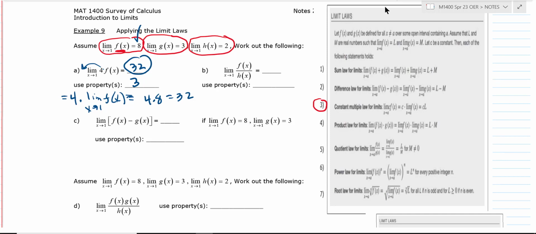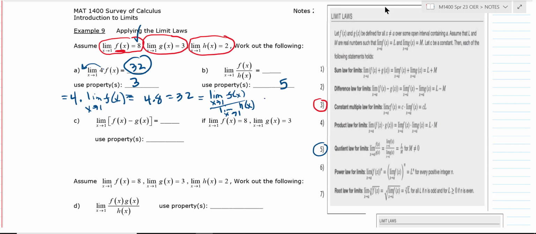Number 5, exactly. You got a quotient. So what this property 5 says is if you have a limit of a fraction, you just do the limit of the top and the limit of the denominator separately. So you want to write this as the limit as x goes to 1 of f of x divided by the limit as x goes to 1 of h of x. That's what property 5 says you can do, which is pretty logical.